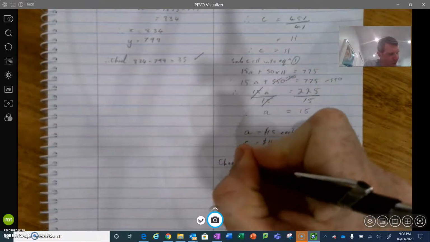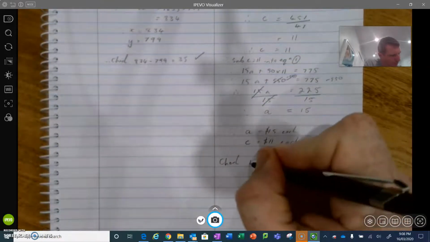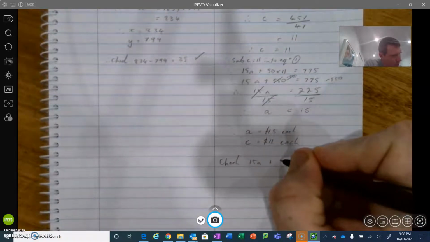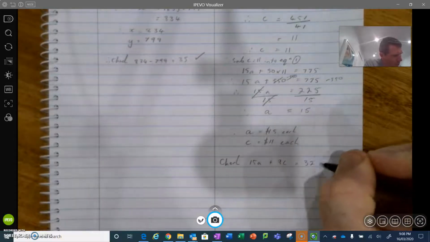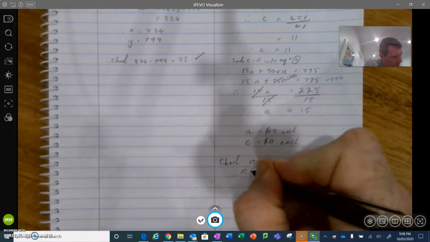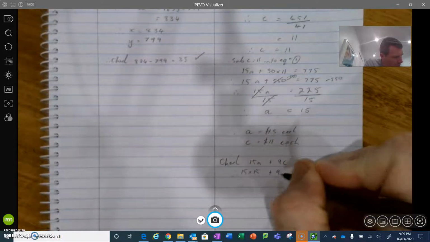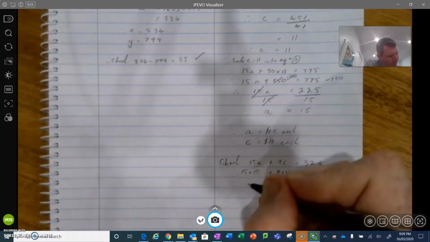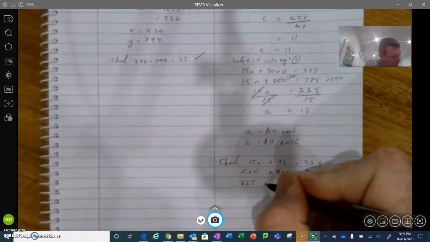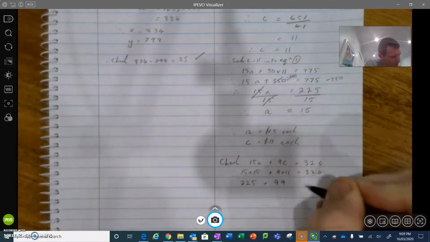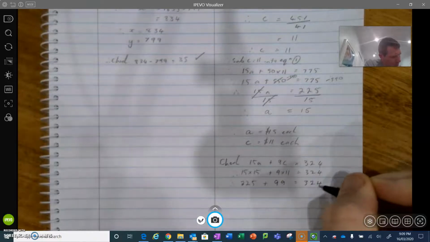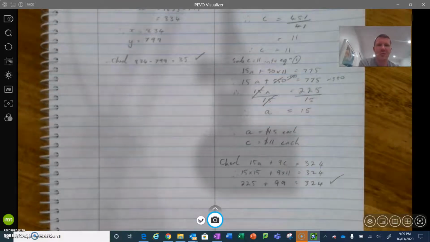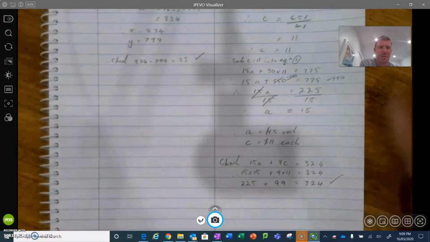So for my check, I'm going to use the equation 15a plus 9c equals 324. Therefore 15 times 15 plus 9 times 11 equals 324. I know 15 times 15 is 225, plus 9 times 11, which is 99. 225 plus 99 does equal 324. So I've just checked my answer and made sure that all my work's done.